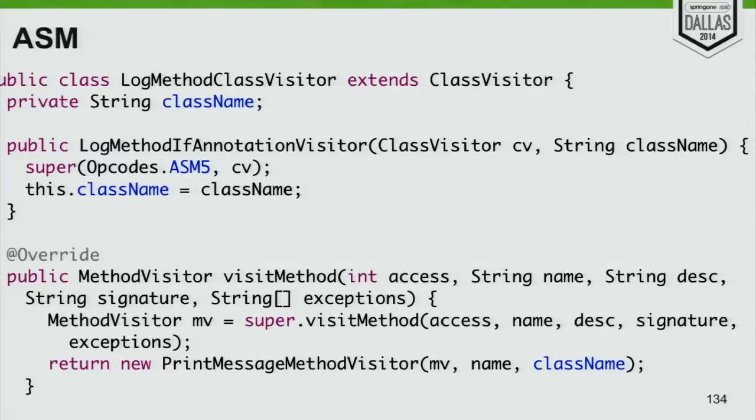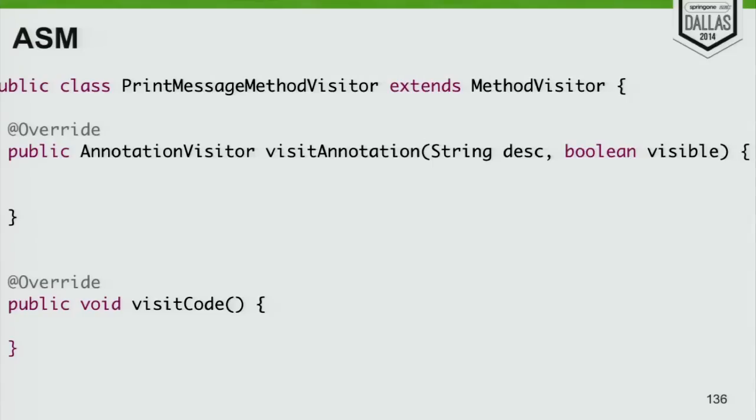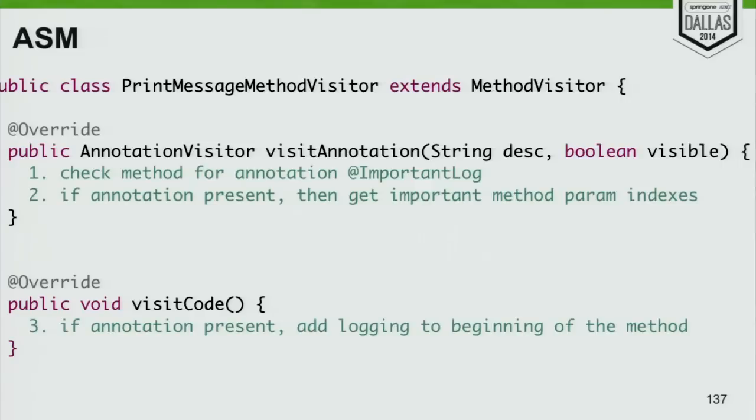So in our visitMethod, we're going to hook up the PrintMessageMethodVisitor. And in that, we want to override visitAnnotation so we can see if our annotation's present. And then we can add the logging code in visitCode. So here I have the two methods overridden. And in visitAnnotation, we'll check the method to see if the ImportantLog annotation is present. And if it is, we need to check that field's property and get any indexes we need. Then in visitCode, we should already know by then if the annotation was present. And if it's present, we need to add the logging.